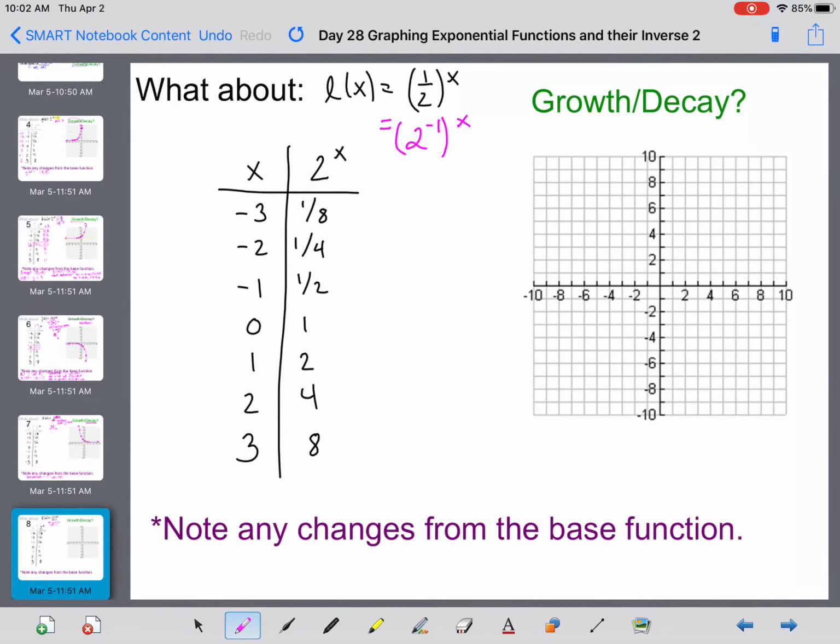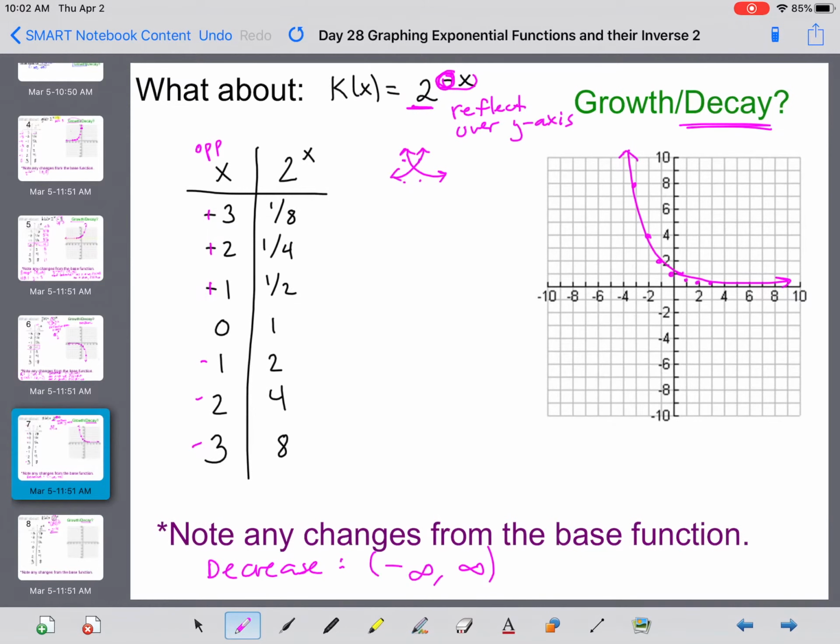So we have 2 to the negative first power raised to the x power, and then my properties of exponents, whenever we have a power raised to a power, we multiply those. So this is equivalent to 2 to the negative x power, which is what we just did. So if we see just this function, L of x presented as is, I would see there's a b value that's going to be between 0 and 1. So I know that's going to be decay. And then I know that's going to be equivalent to 2 to the negative x power, which is what we just did over here.